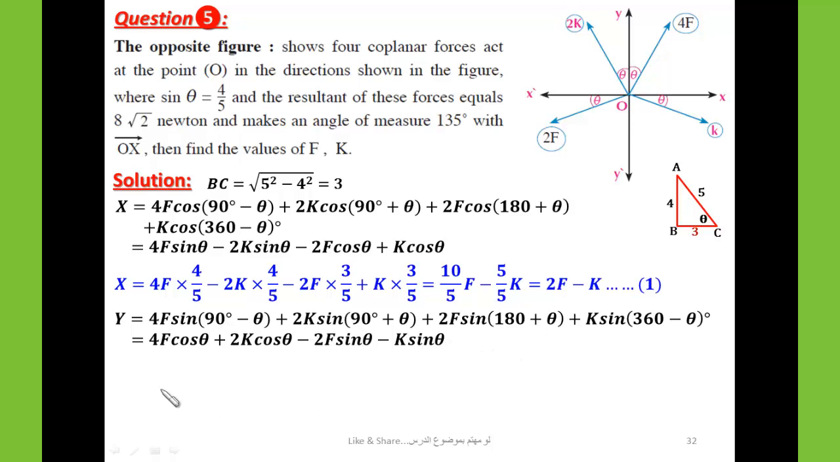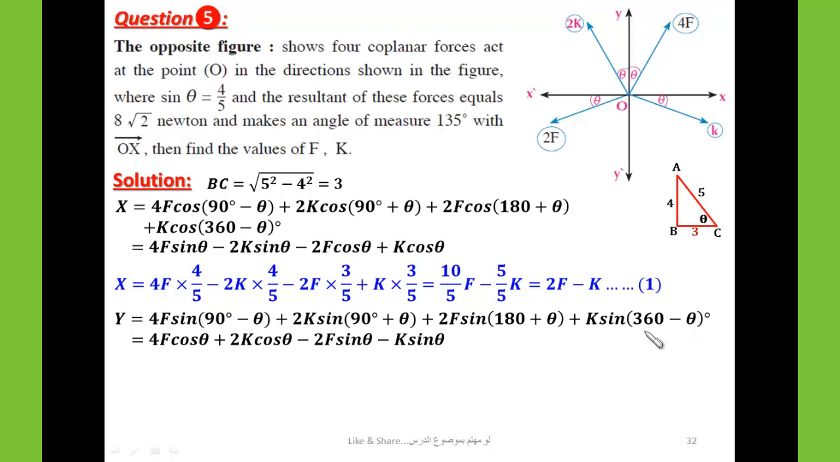And we simplify. 4f sine 90 minus theta equals cosine theta. Sine 90 plus theta also equals cosine theta. Sine 180 plus theta, it's the third quadrant, so sine will be negative sine theta. Sine 360 minus theta equals negative sine theta. It is the fourth quadrant, such that the sine will be negative.